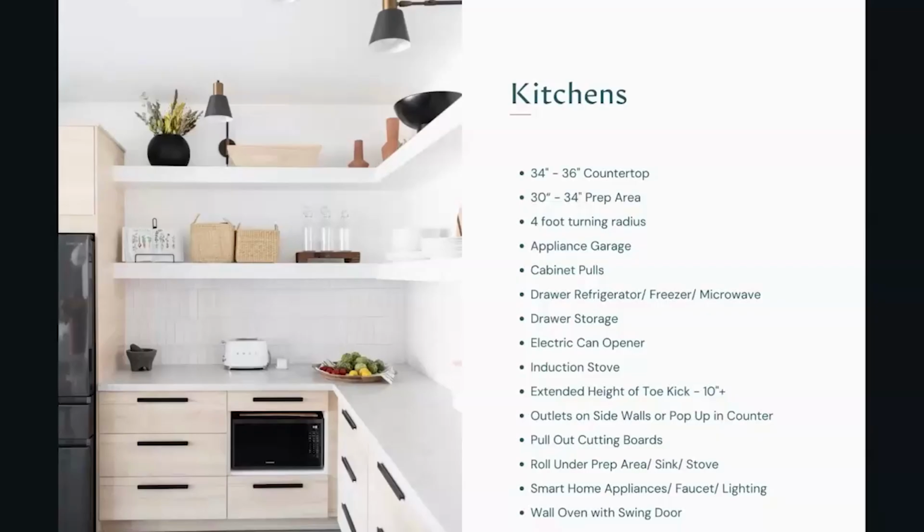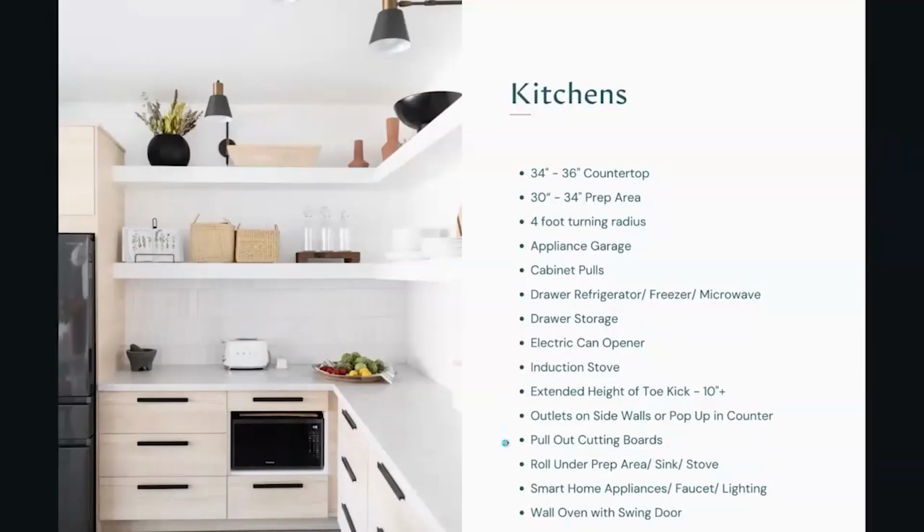They might not need a full roll under prep or sink area. Maybe they just need a little bit of that extra toe kick if they're sitting in a wheelchair to be able to pull up a little bit closer to the cabinetry. Making sure our outlets are accessible, either putting them on the sidewalls or having them pop up in the counter. Sometimes reaching across to a back wall where an outlet is can be a challenge.